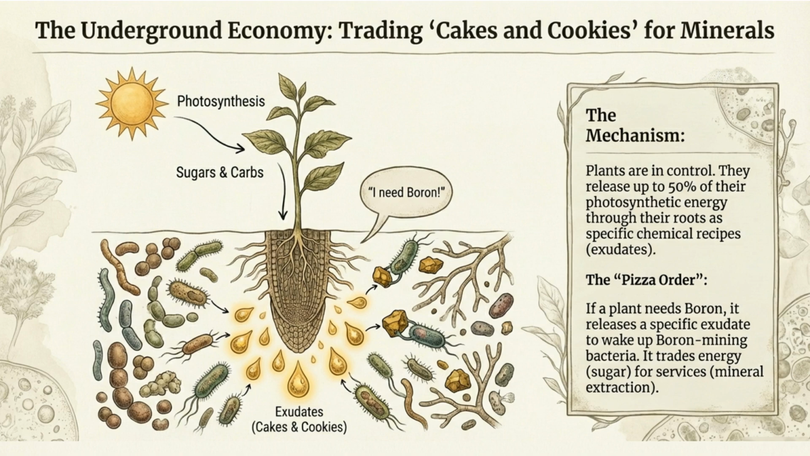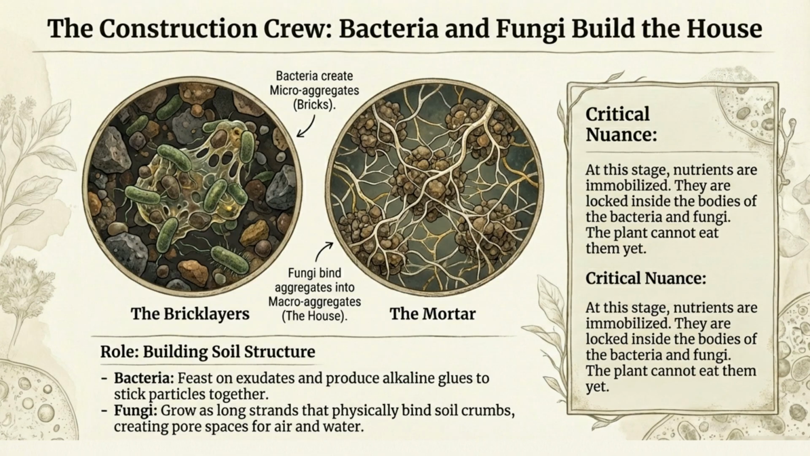In the underground economy, plants trade energy for minerals. Plants release up to 50% of their photosynthetic energy through their roots as chemical recipes called exudates. If a plant needs boron, for example, it releases a specific exudate to wake up boron-mining bacteria, trading sugar for mineral extraction.